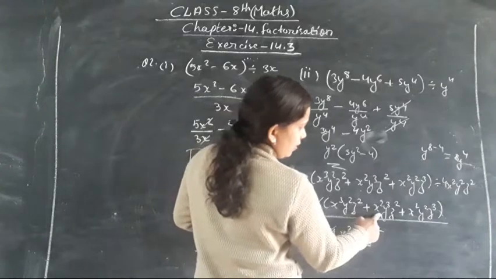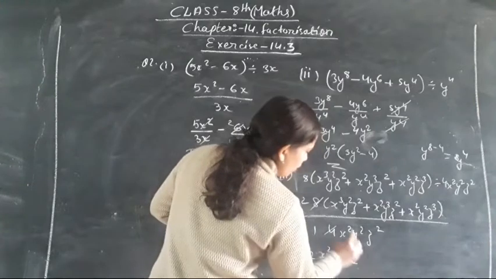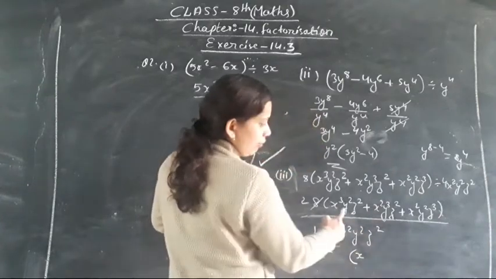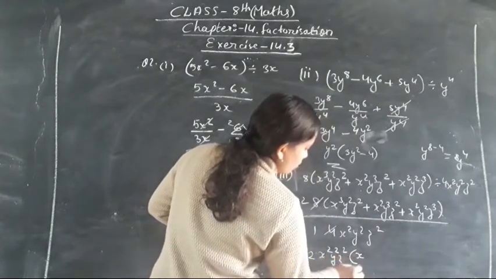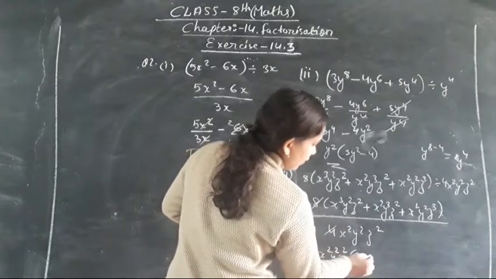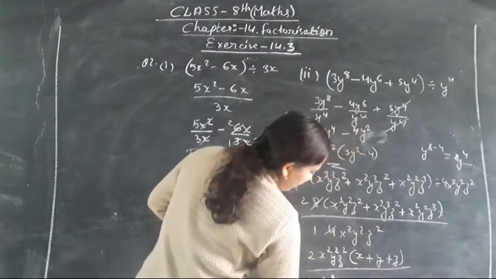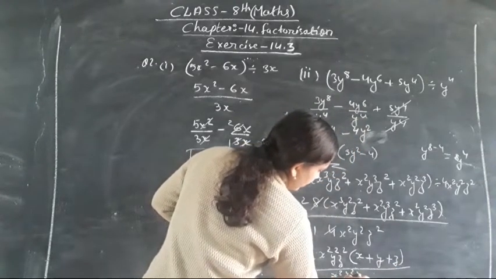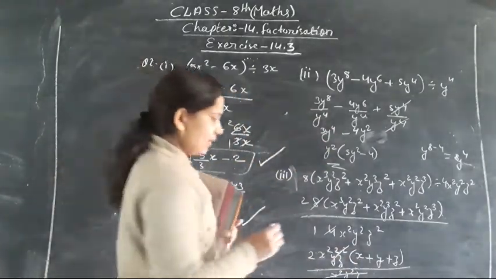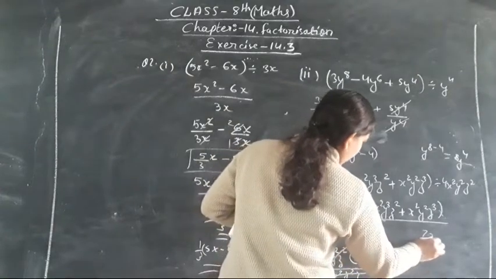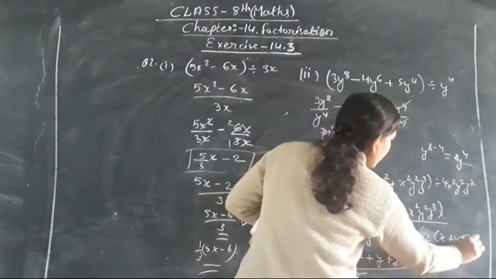X cube represent x square, x. So can we take x square as a common? Of course we can take it as a common. So here only one x will be left. Can we take y square as a common? Of course we can take y square as a common and also z square common. So what is left? Here x cube is there, so x is left. Here y cube is there, so y is left. Here z cube is there, so z is left. Divided by what is x square y square z square. So x square y square z square from the numerator and denominator will get cancelled, isn't it? Here 2 into x plus y plus z is the answer.